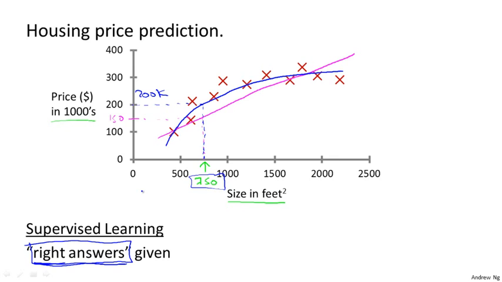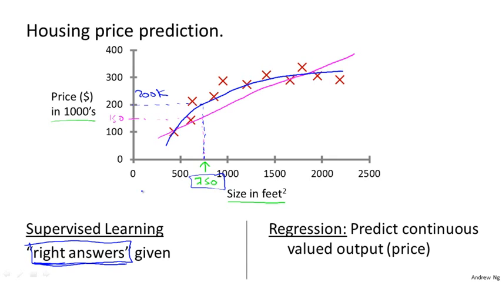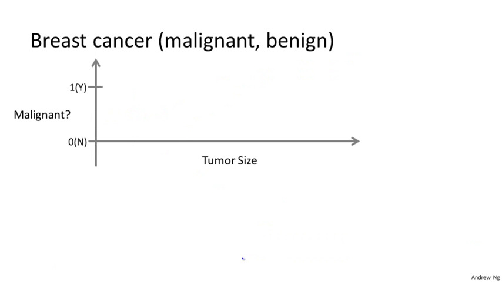To define a bit more terminology, this is also called a regression problem. By regression problem, I mean we're trying to predict a continuous valued output, namely the price. So technically, I guess prices can be rounded off to the nearest cent, so maybe prices are actually discrete values. But usually we think of the price of a house as a real number, as a scalar value, a continuous value number. And the term regression refers to the fact that we're trying to predict this sort of continuous valued attribute.